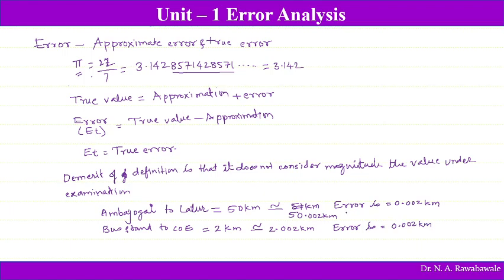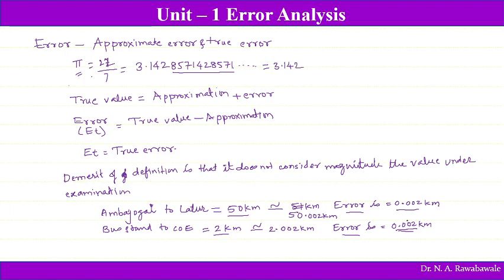Looking at these errors, error 1 is the same as error 2, but practically speaking error 1 is very small compared to error 2, because the 0.002 km error is for a distance of only 2 km in one case, and for a distance of 50 km in the other. Therefore the error in the first case is very small compared to the error in the second case. Approximately, the error in the second case is 25 times the error in the first case.